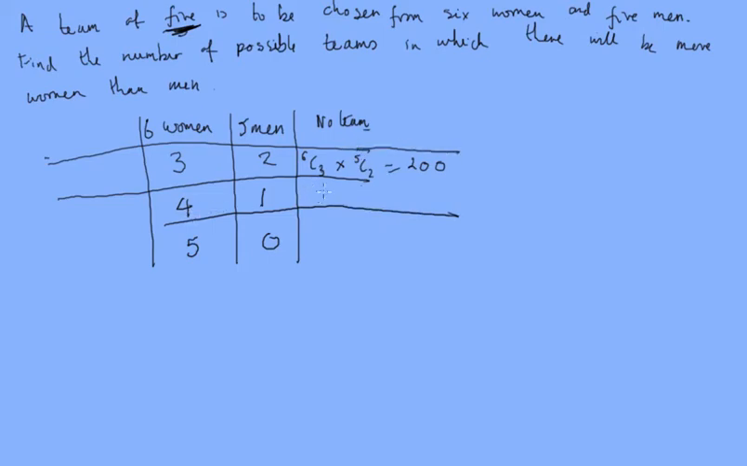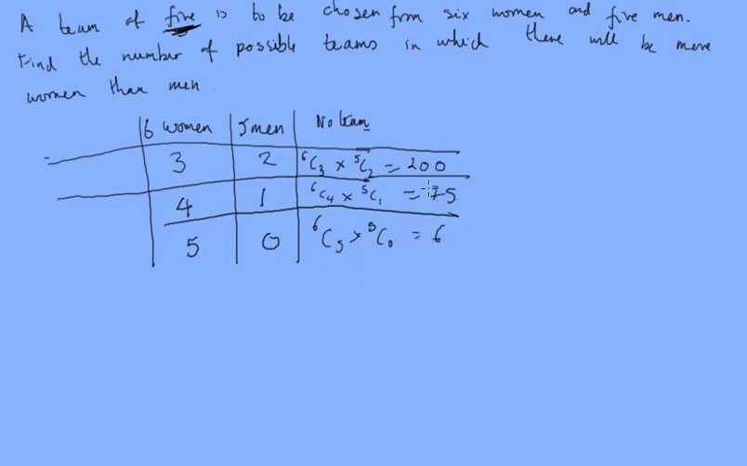Here we have 4 women, again being chosen from 6, and here we only have 1 man from the 5, and that gives us a possible 75 choices. And finally we have our 6 women again, and we're choosing all 5 from them, and here we have our 5 men, and we're choosing no men, and there'd be 6 possible ways of doing that.